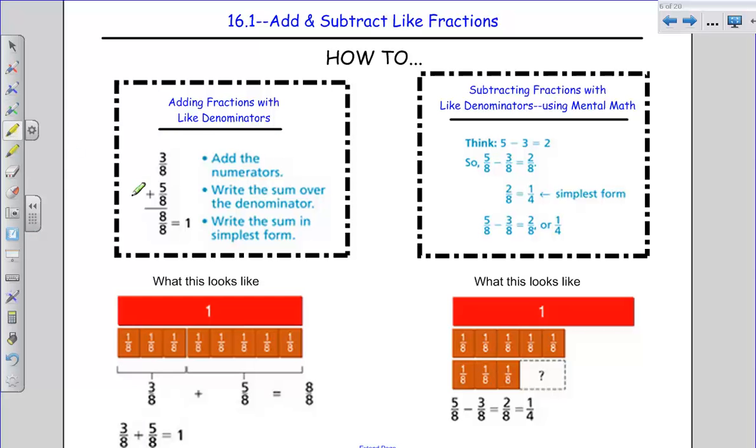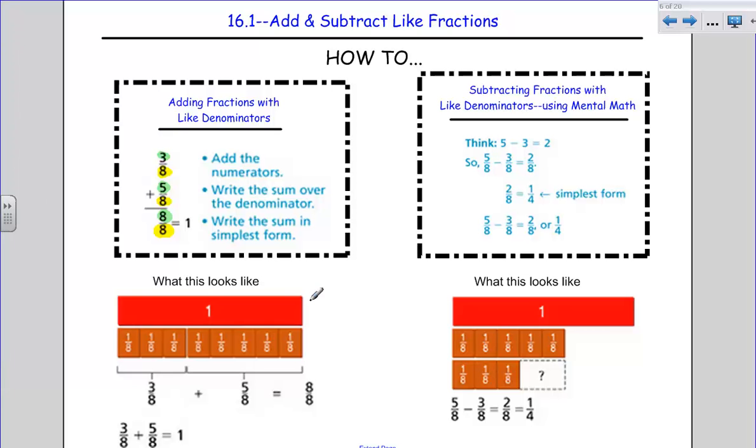So remember, first of all, my denominator is my number that is on the bottom. So when I see that my denominator is the same, it's really easy. All I have to do is add my numerators. So when I add 3 plus 5, I get 8, so I write that in the numerator spot. In my denominator, since it's already the same, I just rewrite it on the bottom again. So in simplest form, 8/8 is going to be equal to 1. Okay, that's how I'm going to add fractions that have the same denominator.